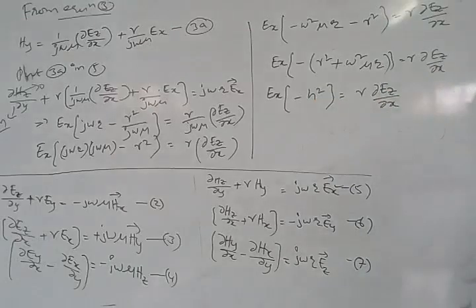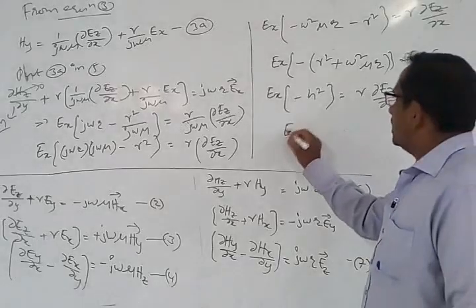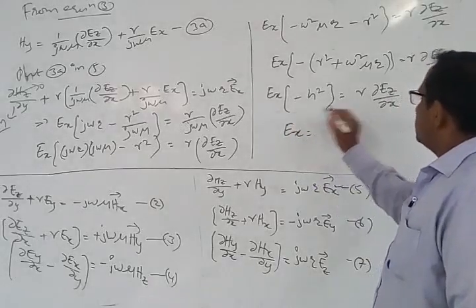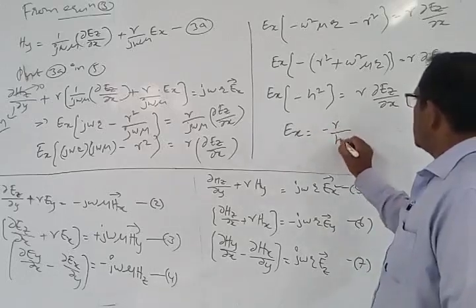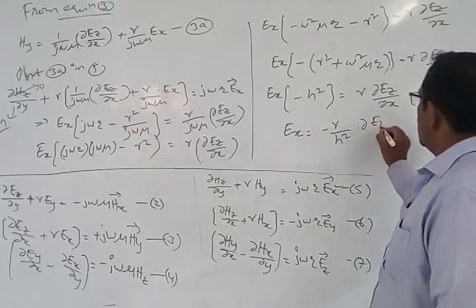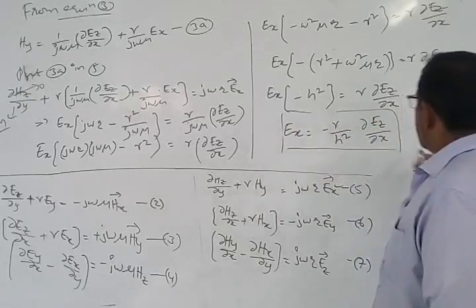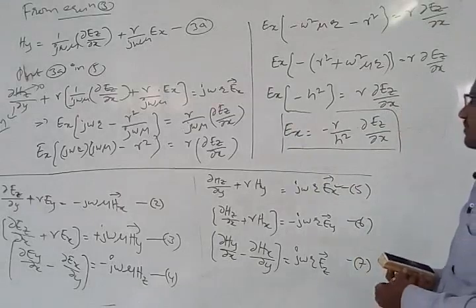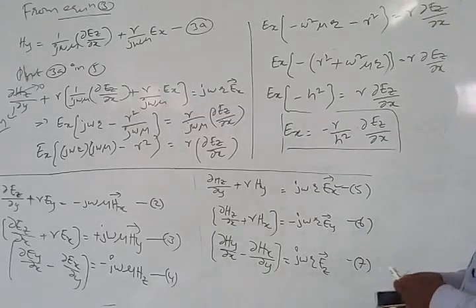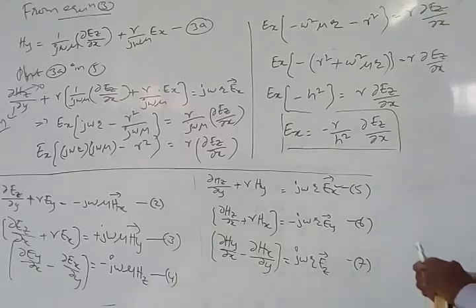So I will simply divide it by h square on either side to get Ex. So I divide it by minus h square. Therefore Ex is equal to minus gamma by h square into dou Ez by dou x. So this is the equation which we will be getting for the electric field component along x direction. Now in this equation you are finding out the expression for Ez. So we have to solve this equation for Ez.